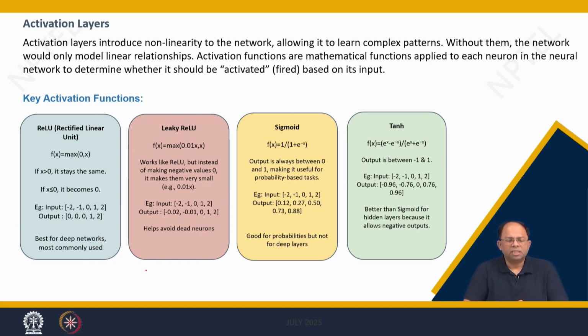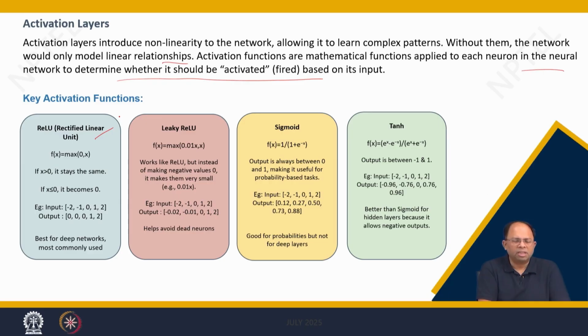Of course, there is the activation layer. Activation layers introduce non-linearity to the network. This allows us to learn complex patterns. We have discussed this earlier in much detail. And without them, the network would only model linear relationships. To introduce non-linearity, we are using the activation functions. And these are mathematical functions applied to each neuron in the neural network to determine whether it should be activated based on its input. Now, we have several activation functions.